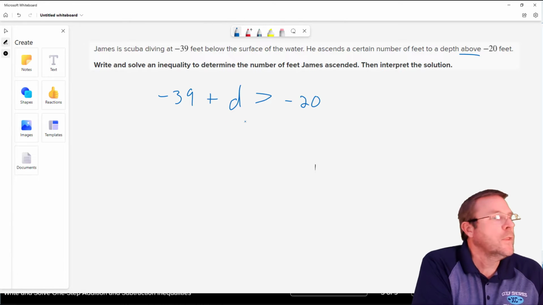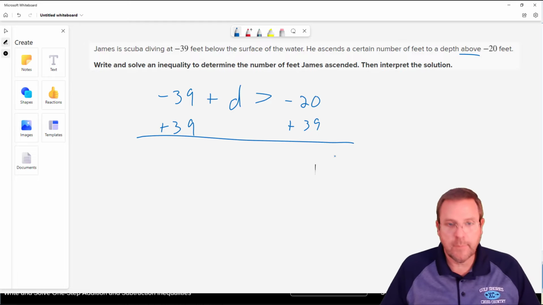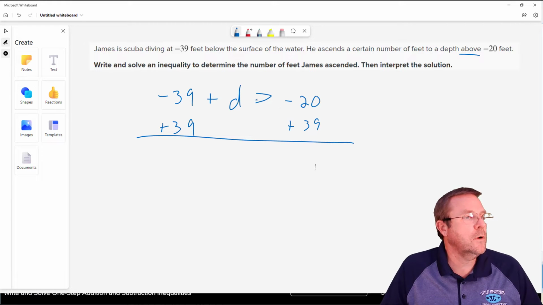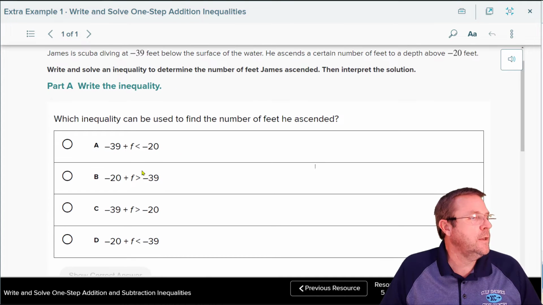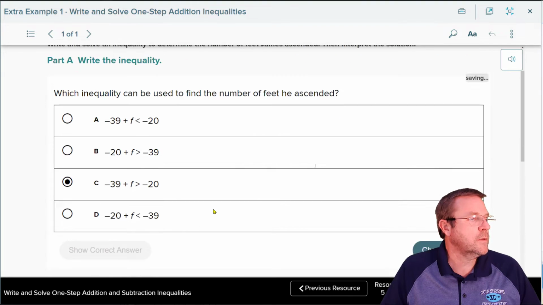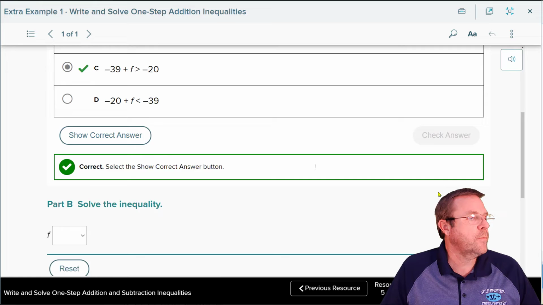Good so far? So from there, we're going to isolate our variable by doing addition and subtraction. This is minus 39, so I'm going to plus 39 on both sides. Oh, first off, let's go back before we even do that, see if we can match that inequality up with one of our answer keys. So negative 39 plus D, over they have plus F, is less than negative 20. Nope, I need is greater than negative 20. That means answer C. That part checked.